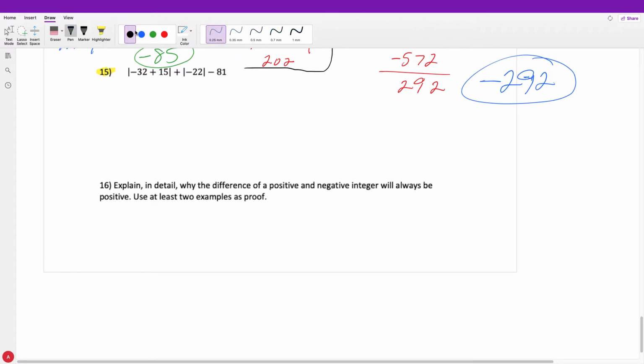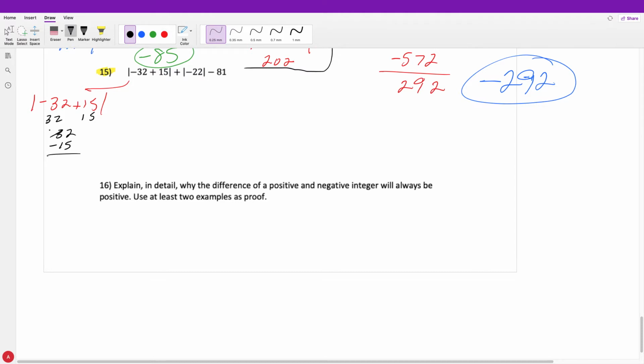The reason why I chose this one is it had multiple absolute values for us to deal with. So the first thing I'm going to do is do this one over here. The absolute value of negative 32 plus 15. Well, when I'm subtracting or adding different numbers, I can go ahead and make them both positive. I can do the larger minus the smaller.